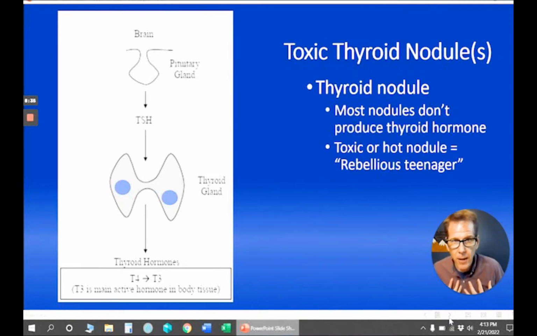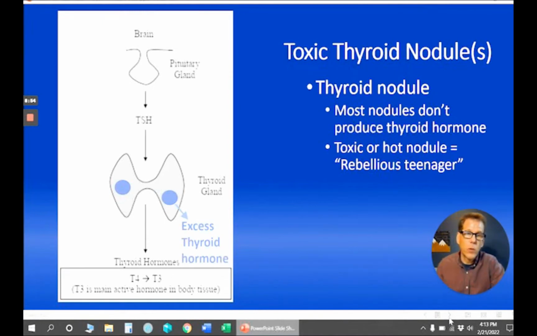And I like to think about them kind of like a rebellious teenager. So I'm a parent of 2 teenagers right now. And the rebellious teenager basically stops listening to that normal signal, the TSH signal, and it just produces thyroid hormone all the time. So it says, I'm going to do what I want. I'm going to make too much thyroid hormone. And so we see those nodules actually overproduce thyroid hormone.